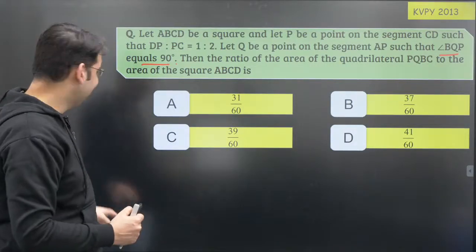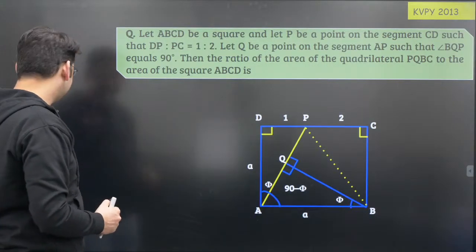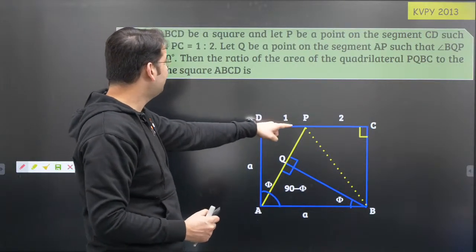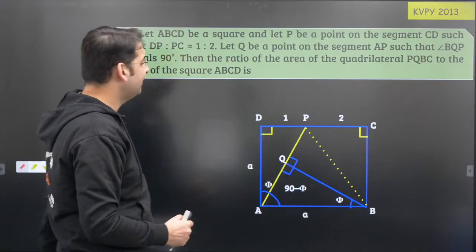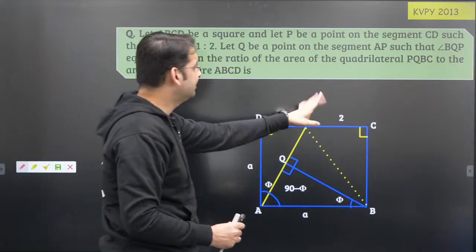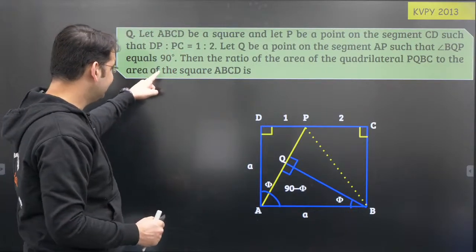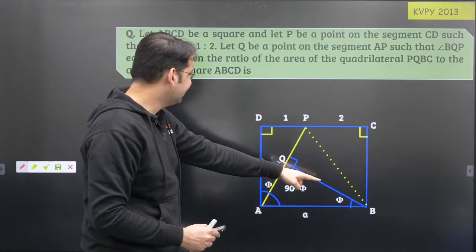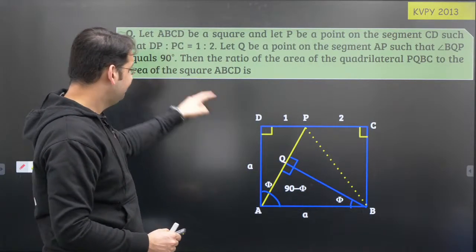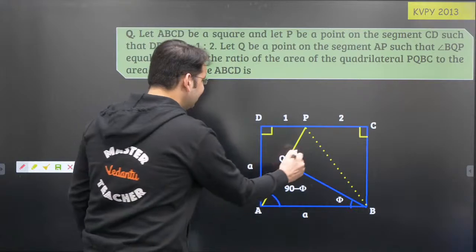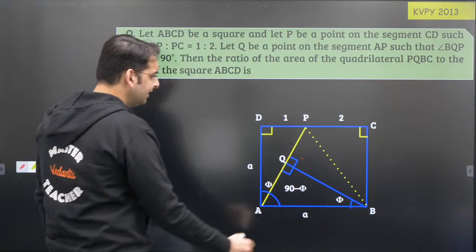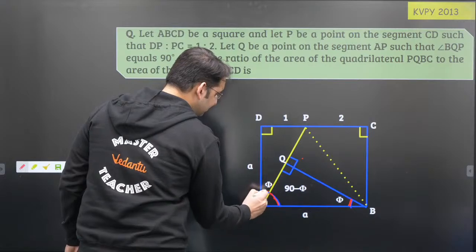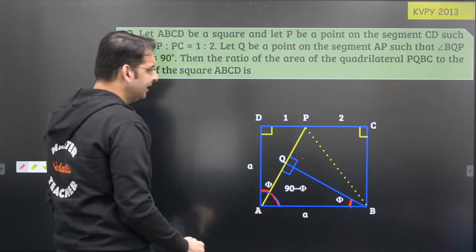So let us see diagram. So diagram looks like this. So P is the point such that this and this का ratio 1:2 है बच्चे. ठीक है, अब आगे बढ़ते हैं. And Q is the point such that BQP is 90 degrees. So the angle 90 and this angle is also 90. So let's say this angle is theta, bachon.